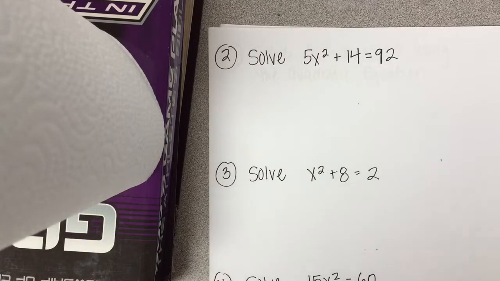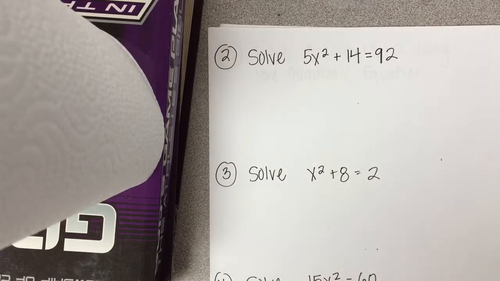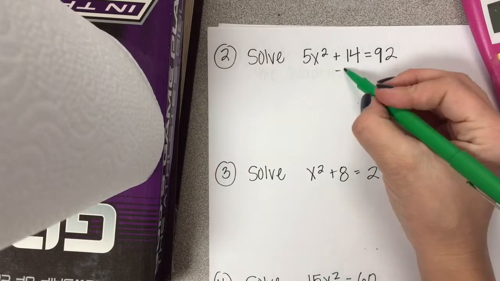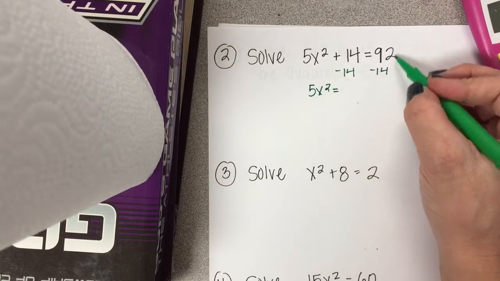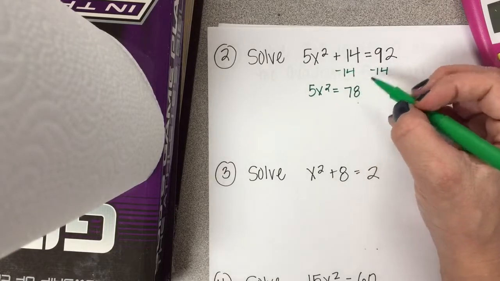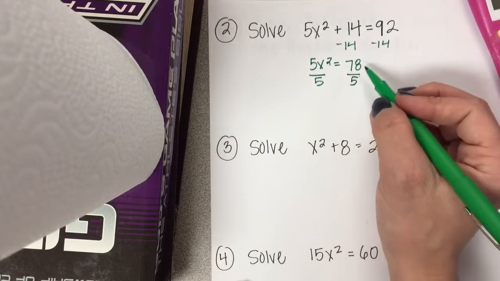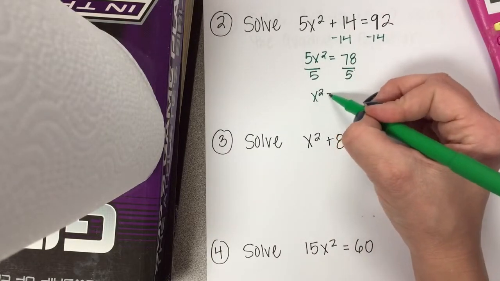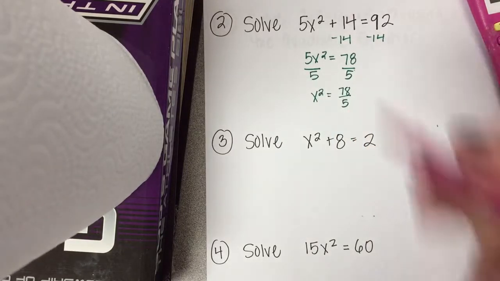Okay, next up we're going to solve these using square roots. When there's no b term, like there's no plain x, there's x squared and then there's numbers, all we have to do is get the x squared to equal a number and then we take the square root. So for example, subtract 14, subtract 14. 5x squared equals 92 minus 14, which is 78. And then I'm going to divide both sides by 5. I could do that as a decimal, but I'm just going to leave it as x squared equals 78 over 5. And then my next step is to take the square root of both sides.